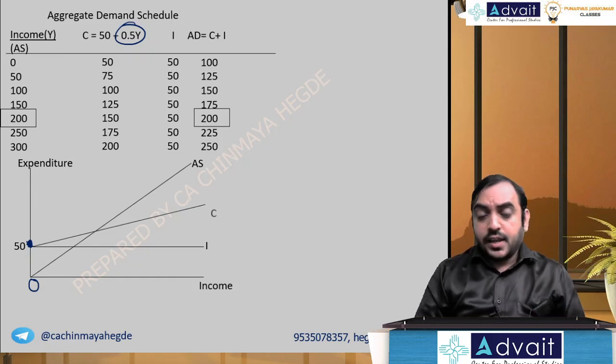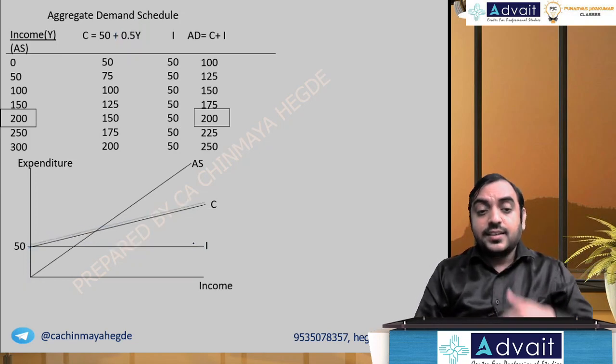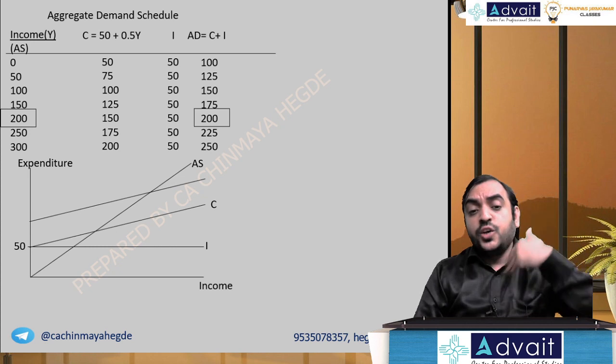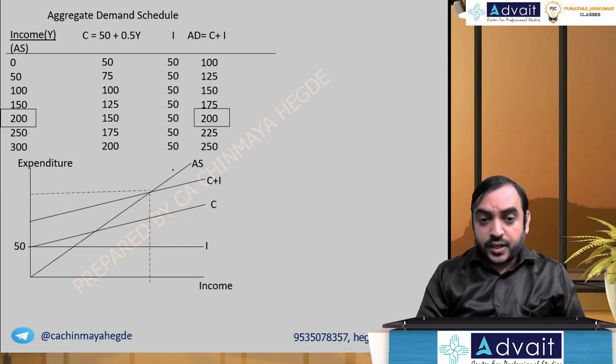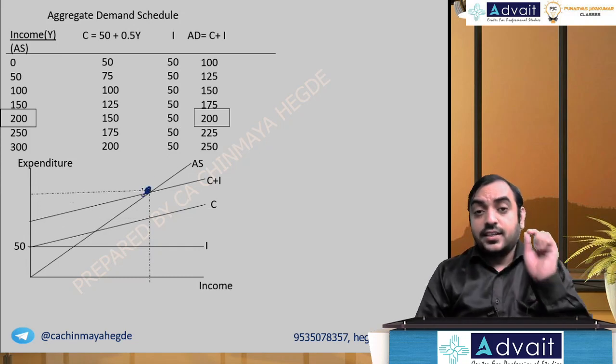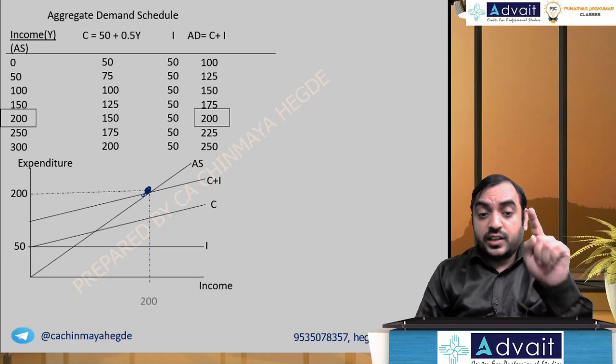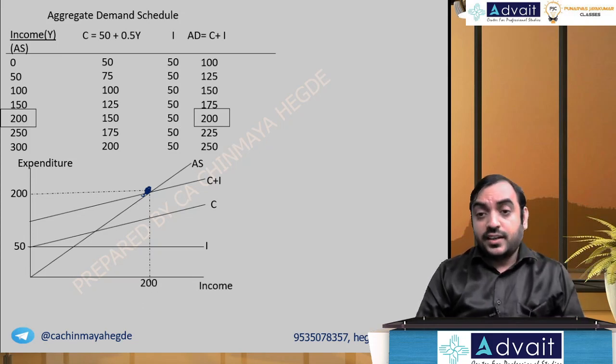This is C. And C plus I, if I add this C line and the I line, what do I get? The higher line, which is aggregate demand, C plus I. Now this is the intersection point, what I'm calling the equilibrium point, and that is exactly 200. That is point E.